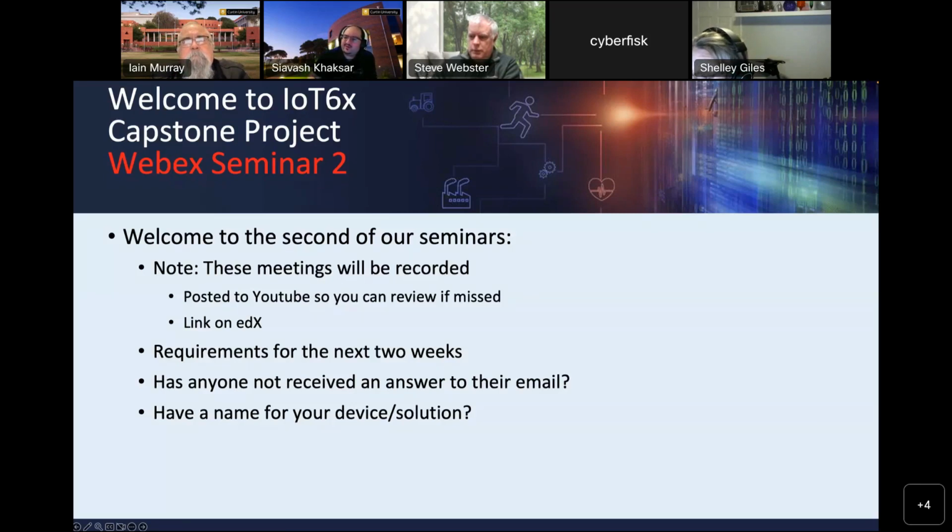First one on the participant list is Cyberfisk. Can you hear me? Yeah, I sort of have a name. It's Vivere, which is my monitoring and maintenance system for houseplants. Vivere means to live in Latin. It's just a description that the system is supposed to help the houseplants keep on living even if they are neglected by the owner. So that was my idea for the name of the system or device. That's a good one. Thanks.